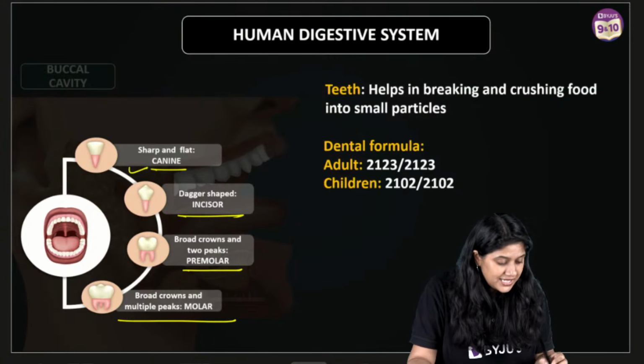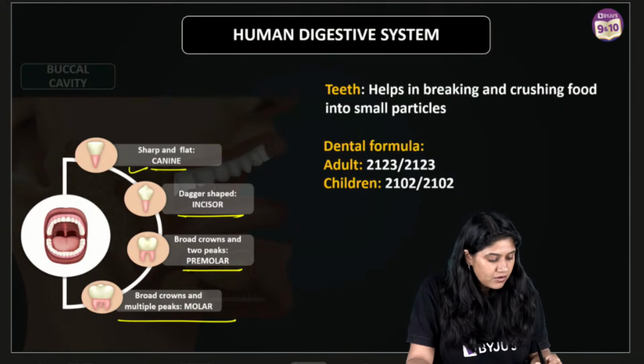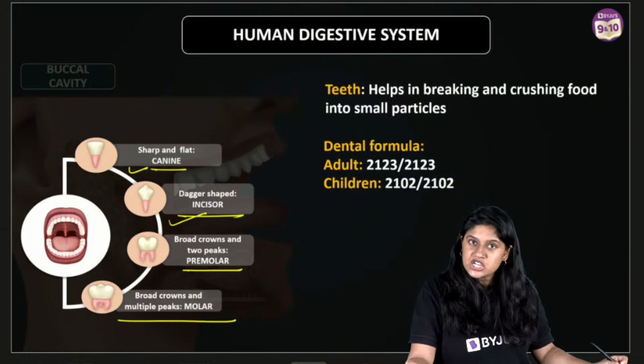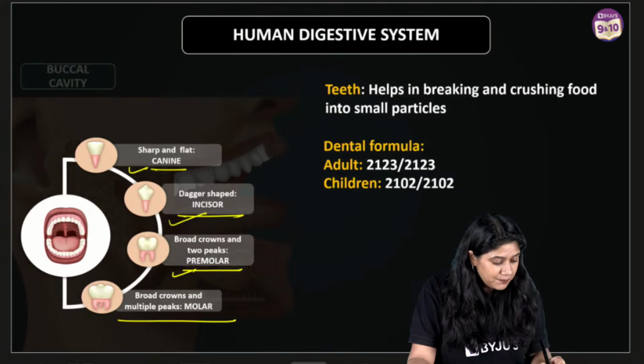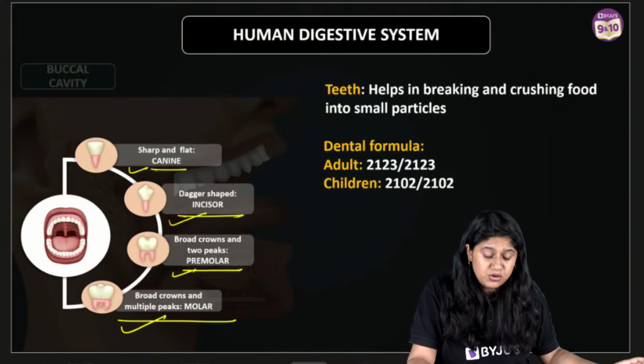Now, canines are very sharp and flat. They help in cutting and chopping. We have incisors. Again, they are very sharp for cutting. Molars and premolars play a very important role in grinding. Okay, so these are the important things that we have to remember.